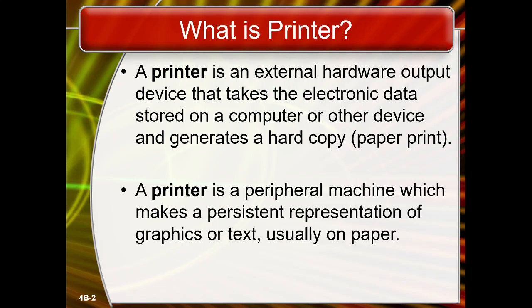So let's see what is a printer. A printer is an external hardware output device that takes the electronic data stored on a computer or other device and generates a hard copy, meaning a paper print. Another definition says a printer is a peripheral machine which makes a persistent representation of graphics or text, usually on paper.